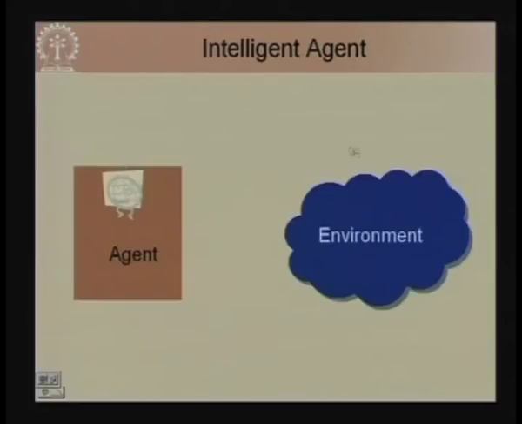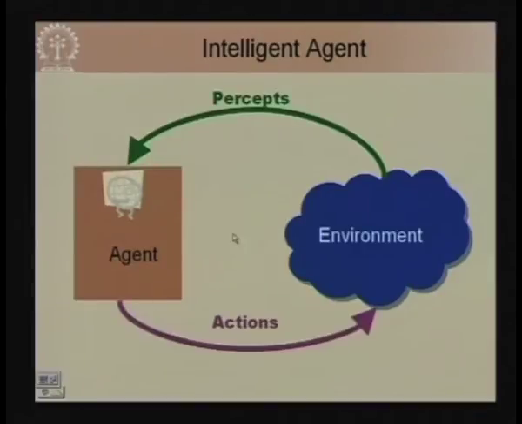Now, before we come to the state space search problem, let us review the definition of an intelligent agent, and let us see why search is important to an intelligent agent. Now, to recapitulate, we have this agent which is working in this environment. The agent receives percepts from the environment, and the agent takes actions using its actuators which change the state of the environment.